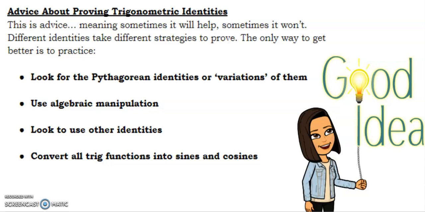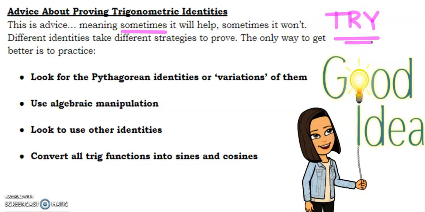So the key thing for you to understand is that some of this advice will help sometimes. It's not going to be perfect, but that's because every problem is a little bit different while still applying the same general goal of trying to get one side of the equation, the identity, to look like the other. Different identities take different strategies, so the only way to get better is to practice. And the other thing I'll say is the only thing that's going to help is if you try. So the key thing is to just try something out.